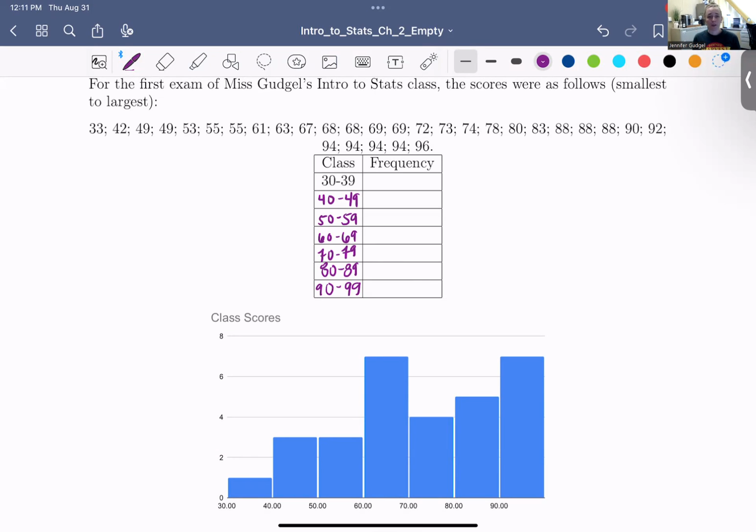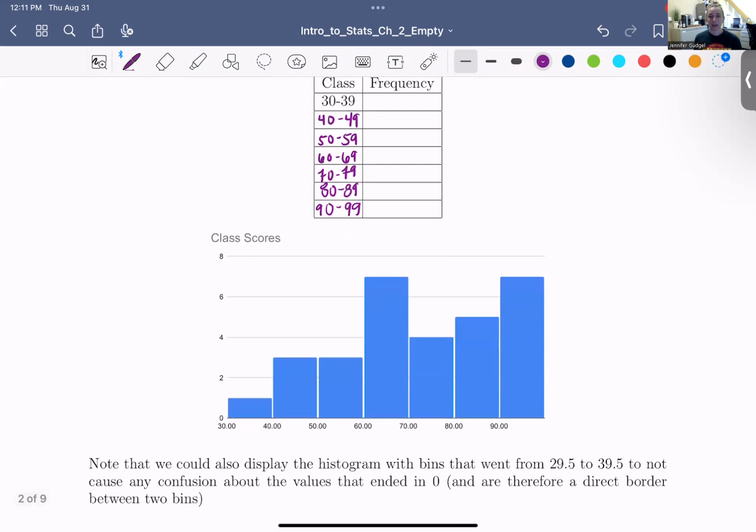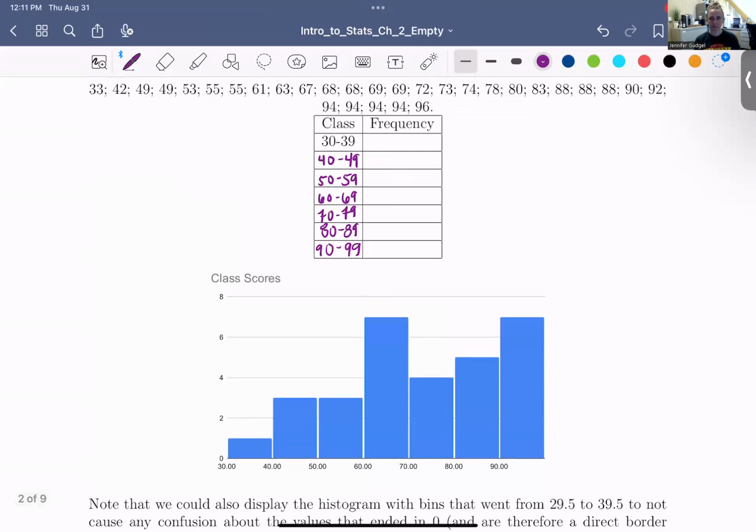I wrote a note at the bottom, things to consider. On some histograms, if there is confusion on whether the whole numbers, the tens digits, should be included in the previous bar or the next bar, because you see how on this histogram below we have that border at 30, at 40, at 50, you can change it to be 29.5 to 39.5. So there is no confusion that 30 isn't contained in that bar. But that is what's happening in our histogram here below.